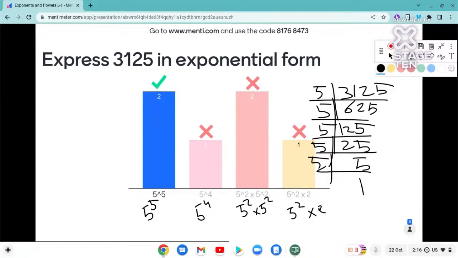So how many 5s are there? 1, 2, 3, 4, 5. So 5 raised to 5 was the right answer.